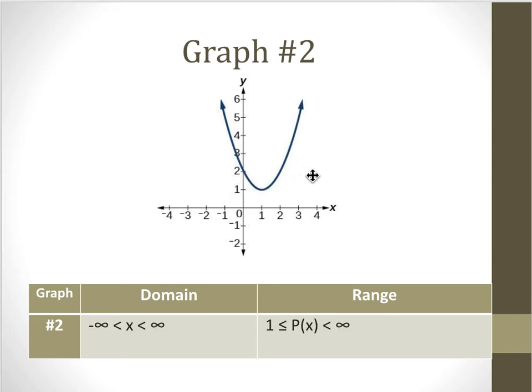So the way that we write that is p of x is greater than or equal to 1, meaning it hits 1. 1 is a possible y value, and then it goes up towards infinity. Domain's the same, as we said. Range is just a little different.